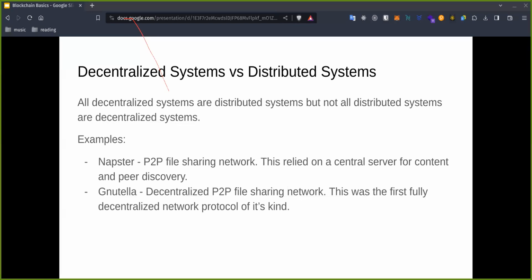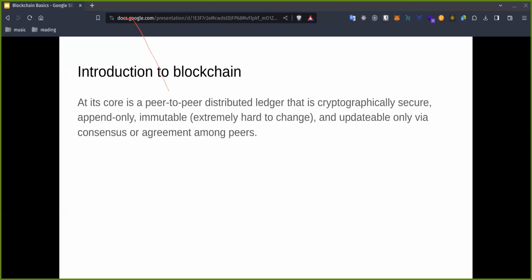It's really just a distributed system, but it has its own mechanisms to make sure that it doesn't rely on any central server to operate. And that is what the blockchain is. Blockchain is a decentralized distributed system. At its core, it's a peer-to-peer distributed ledger that is cryptographically secure, append-only, immutable, and updatable only via consensus or agreement among peers. Because of this, the blockchain is completely decentralized.